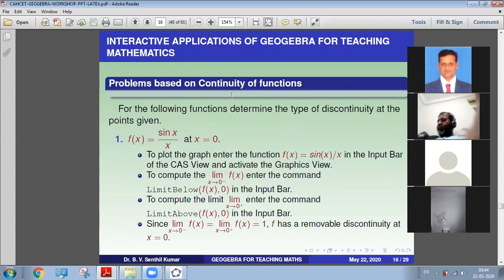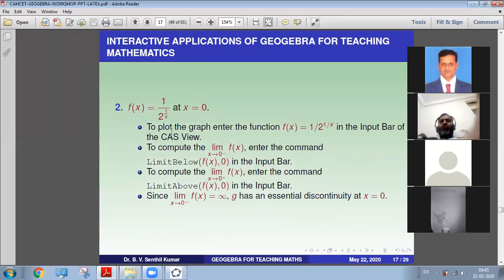Now problems based on continuity of function. Suppose your function f of x is defined as sin x by x, and you want to find whether it is continuous at x equal to 0. Our usual procedure is to find the left limit and right limit. If you use GeoGebra, I find that the left limit and right limit are both equal to 1. But at x equal to 0, f of x is not defined. So that is why we call x equal to 0 a removable singularity, removable discontinuity.